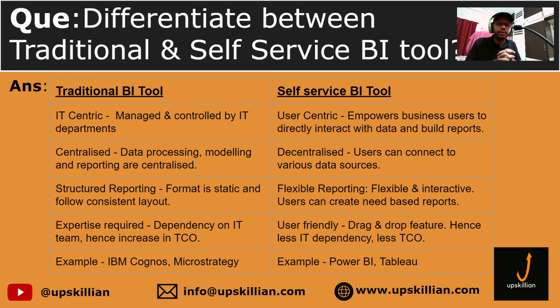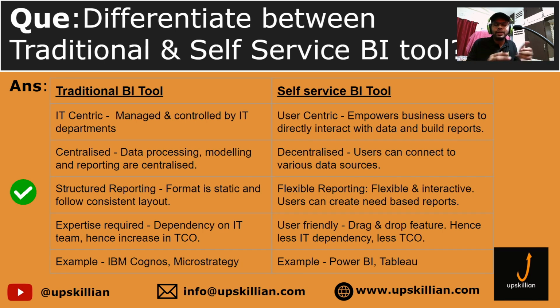The second point, guys, you need to mention here is that traditional BI tools are centralized, right? When we say centralized, it means the data processing, the data modeling, the data reporting, everything is controlled by a team, right? A user cannot do something of their own. Whereas in a self-service BI tool like Power BI, everything is decentralized. Right. It means the end user or the Power BI user can create models of their own. We know in Power BI we can create models, and they can connect to various data sources. Okay. This is the second point.